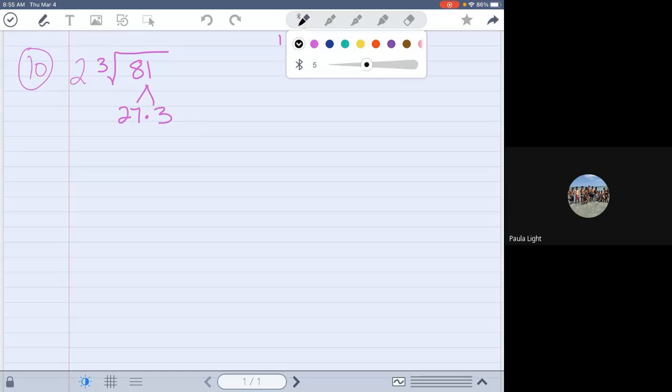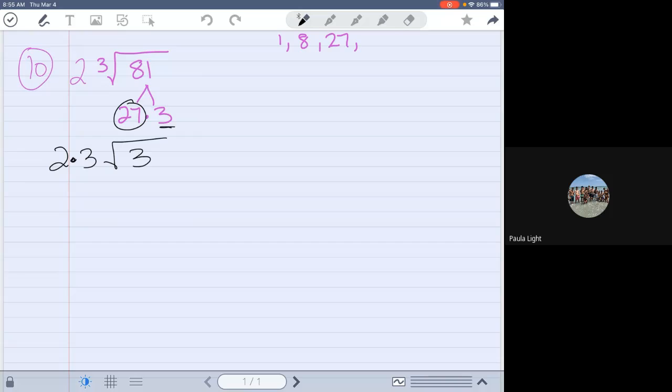27 is a perfect cube. So it comes out from the radical as 3, because it's 3 times 3 times 3. So it gets multiplied to the 2. And the other number has to stay under. Now let's deal with the next number.